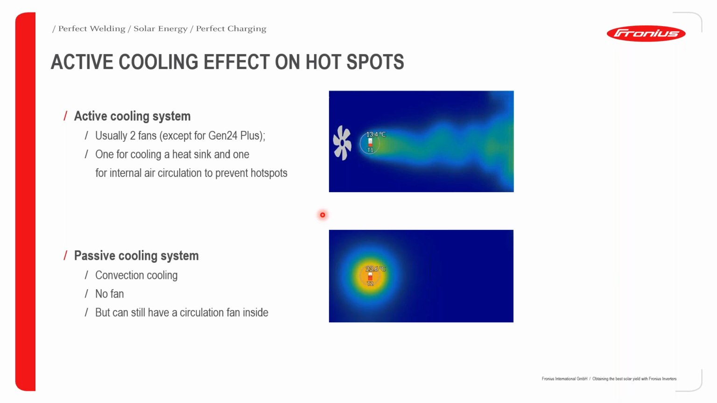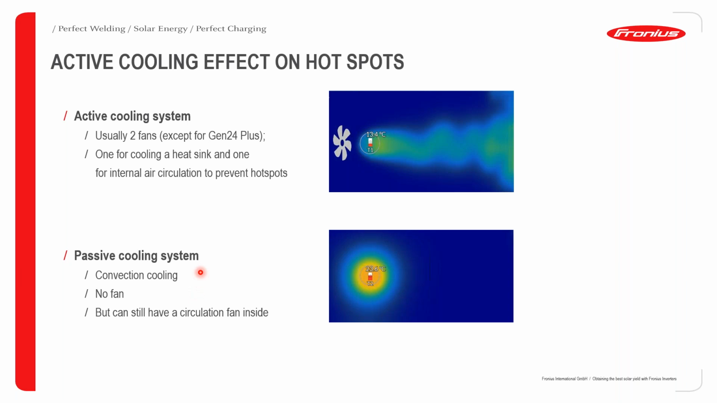When you have an actively cooled device, so usually two fans, except for the Gen 24, as we have seen, it has only one fan. One fan is cooling the heatsink, and the other fan is cooling internally inside the electronics. So we can see that we are able to prevent creation of hotspots, as we can see here, and maintain a very good operational temperature for the electronics inside the inverter.